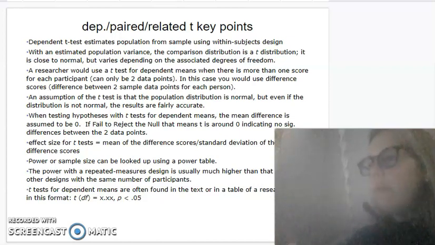And again, the way you would write up a t for dependent means or paired or related t-test is going to be the same. Write up with the t in parentheses, degrees of freedom, then you give your t-value, comma, p less than 0.05 if you had significance. And then you could share d.